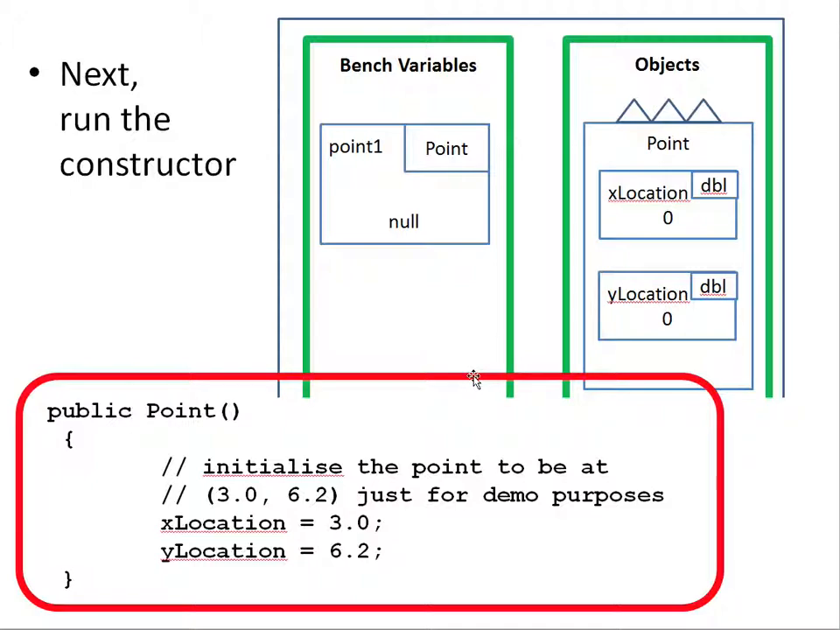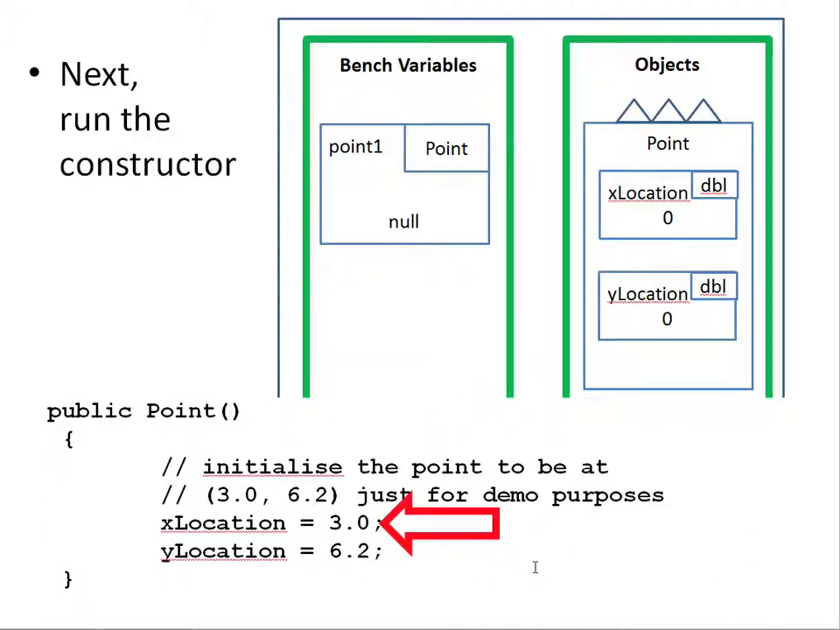Next step, we want to run the constructor. So here's the constructor method that I wrote, and that's the code that it has. The first line of the code says x location gets 3.0. We are currently running the constructor on this point. So we look inside of this point and say, do I have any boxes called x location? And the answer is I do, so I'm going to set it to 3.0. Next line, we've got to run y location gets 6.2. Do I have anything called y location in here? You bet, so I'm going to set it to 6.2.